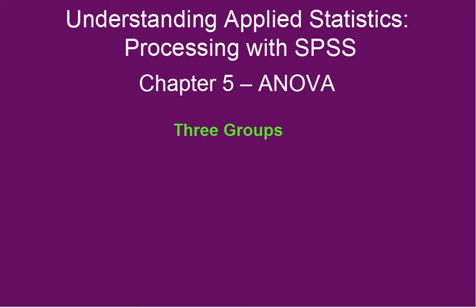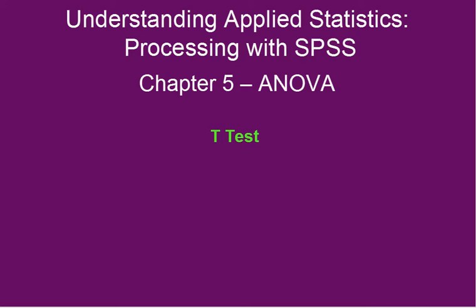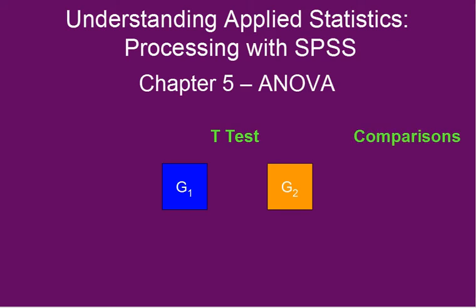Suppose we have a study that involves three groups. Group 1 is the control group, Group 2 receives treatment A, Group 3 receives treatment B. Now, when we had the t-test situation, we were talking about two groups, Group 1, Group 2, and with those two groups, in terms of comparisons, there was only one comparison that could be made, Group 1 to Group 2.